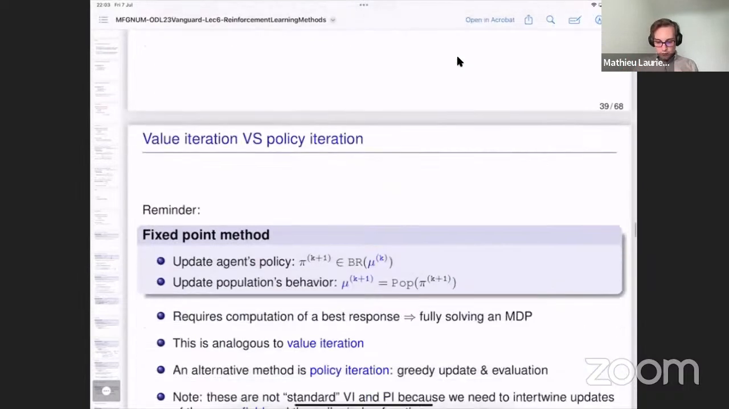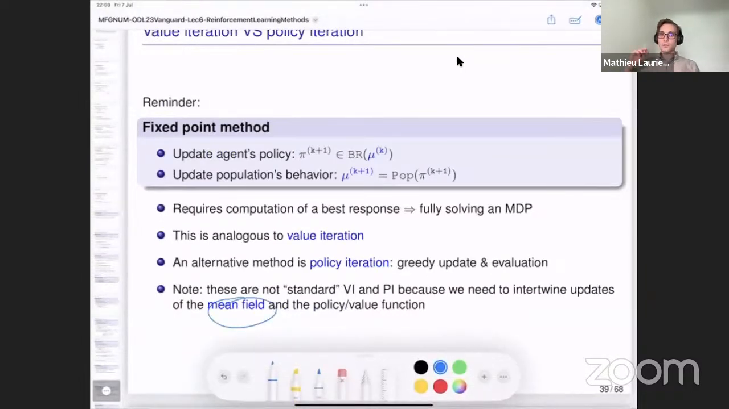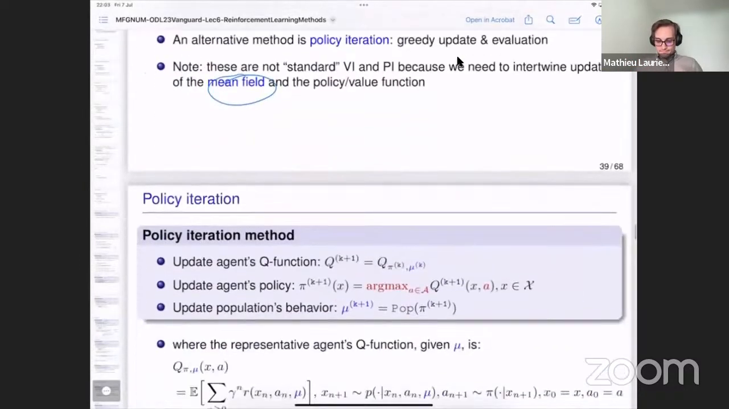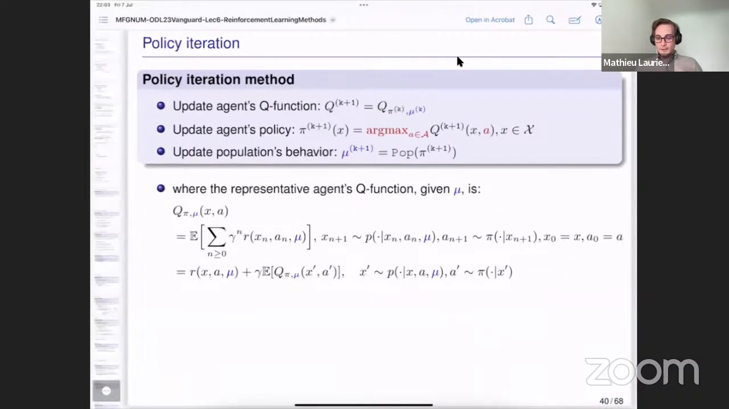Here, it has been adapted to mean-field games. Of course, the challenge is you have to intertwine the evolution of this value iteration or policy iteration update with the update of the mean field. Right, so here we have to alternate these two, and same thing in policy iteration. We are going to need to intertwine the evolution of the policy and the evolution of the population. So here is policy iteration written with a Q function.